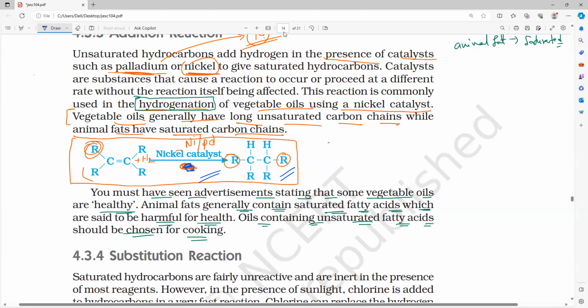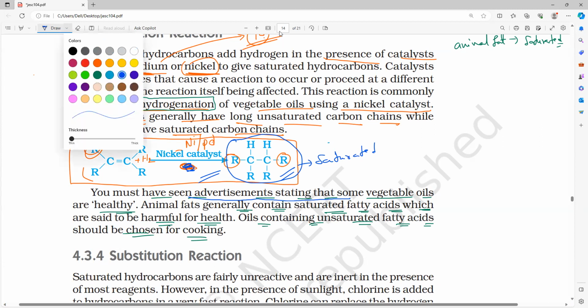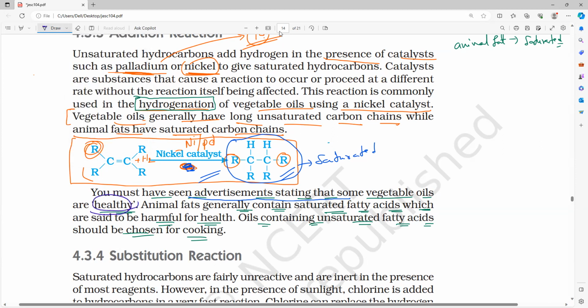Vanaspati ghee is saturated or unsaturated? Saturated. It is clearly stated in the NCERT. In advertisements, they say sunflower oils are very good for health, no fat in the arteries and veins, the heart will function nicely. They say many things, because it is unsaturated hydrocarbon, that is why it is healthy. Unsaturated ones are preferred for cooking.